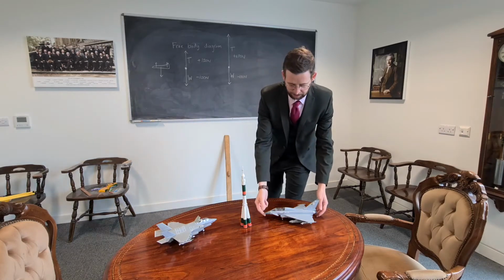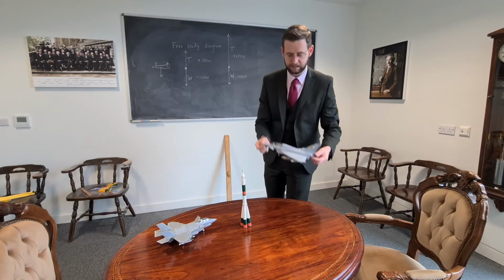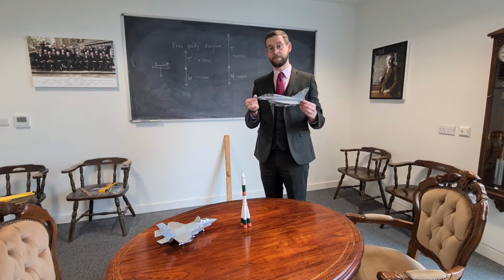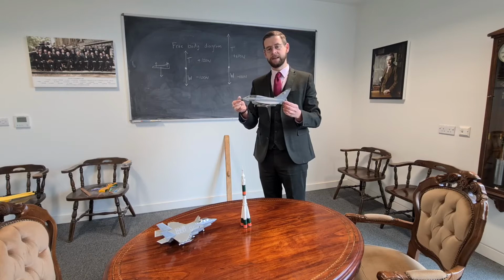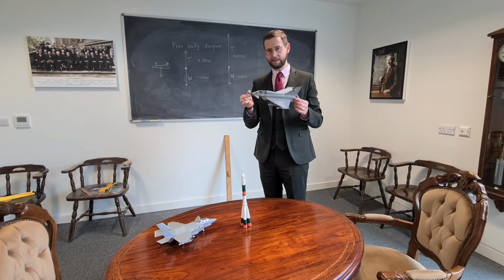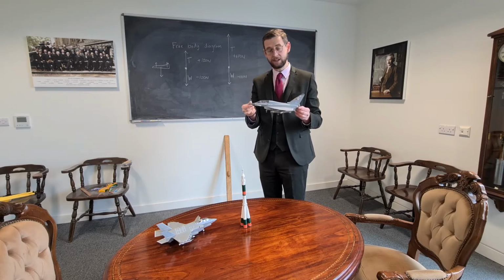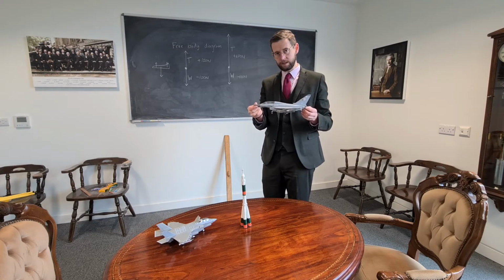Now these free body diagrams can get more complex. Here with this Typhoon, this is an aeroplane in the sort of conventional sense. It flies forwards through the air. So that means that there's going to be forces acting on this in two different dimensions, both the up and down dimension and the forward and backwards dimension.